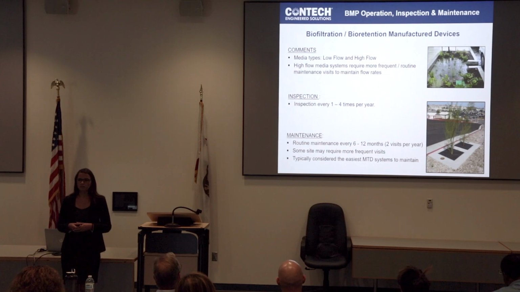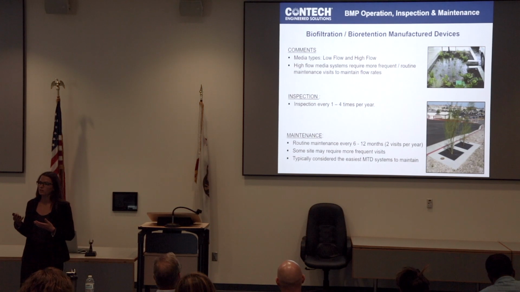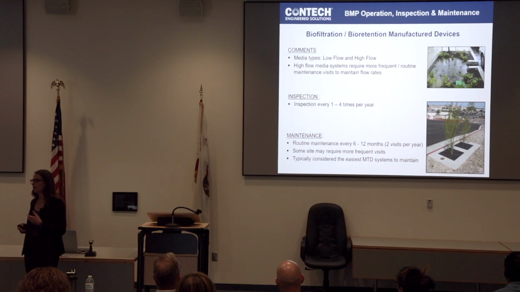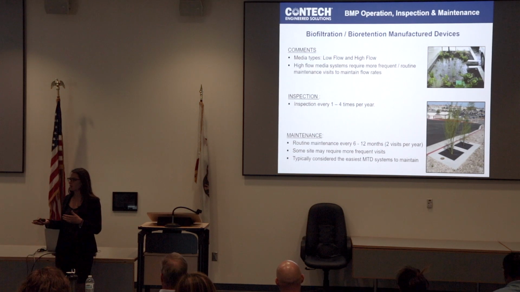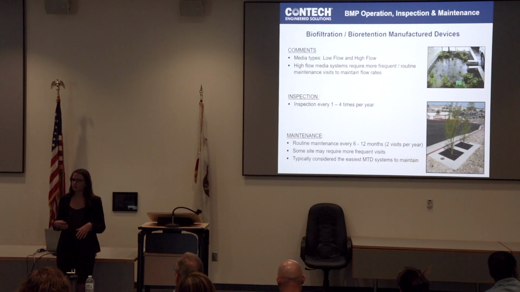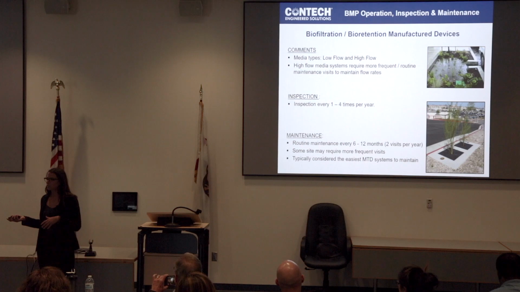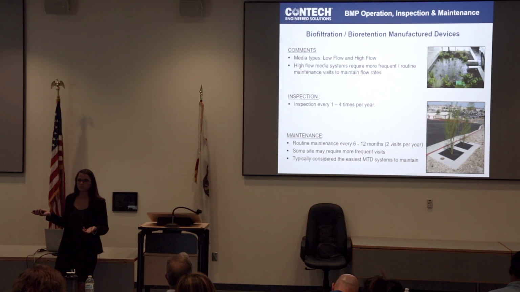Finally, with biofilters, again, you're going to have a high or a low flow media type. Those higher flow media types are going to need to be maintained a little bit more frequently. We recommend you inspect these units 1 to 4 times a year with routine maintenance every 6 to 12 months, so generally 2 times a year. Some sites may require more frequent visits depending on the site conditions, and these are generally considered the easiest manufactured systems to maintain. Do you guys have any questions about inspection and maintenance routines with any sort of filtration products?